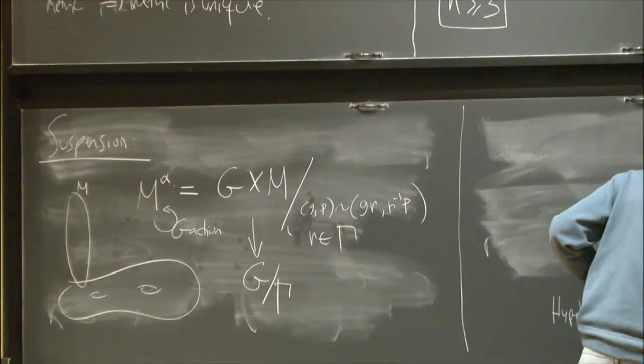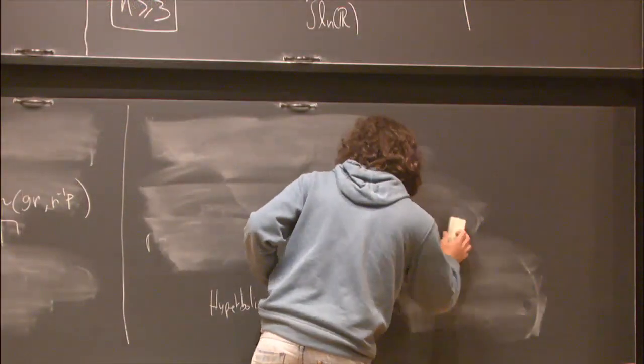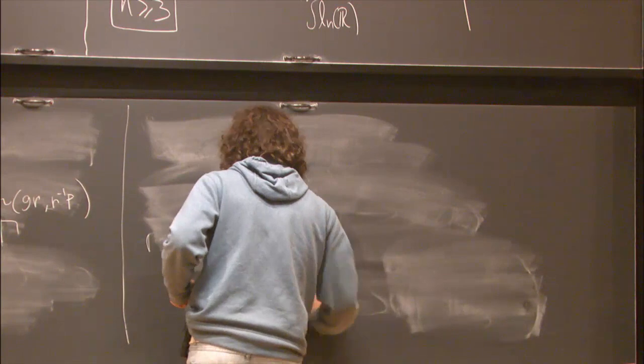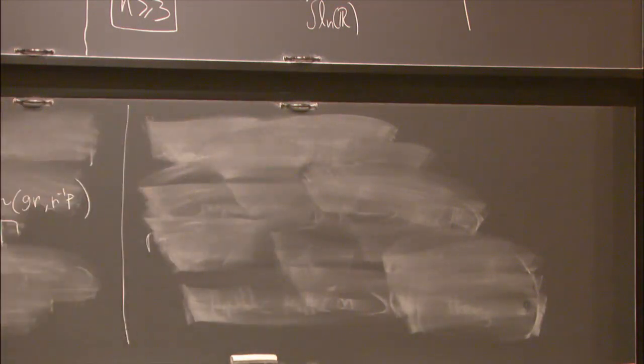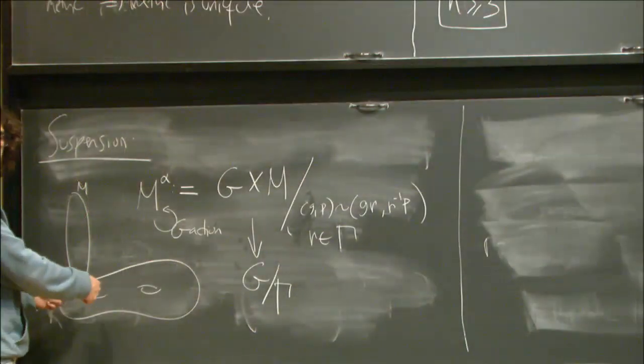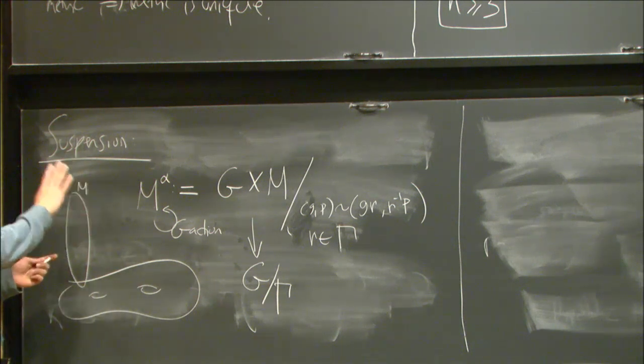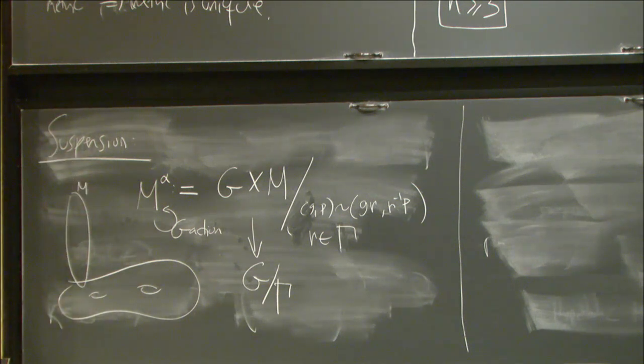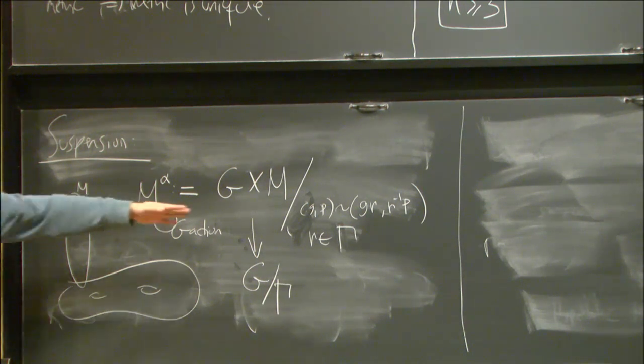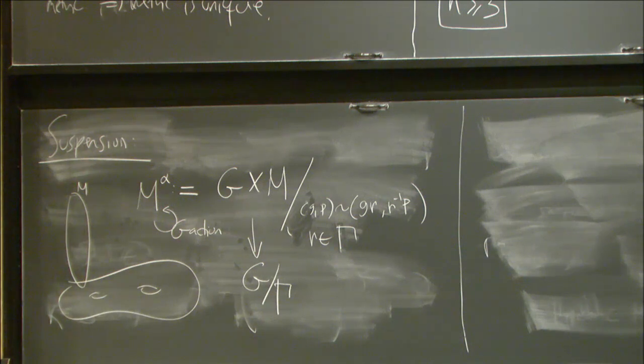And how is the action on the fiber? If I apply an element g, and this element corresponds to some loop in the fundamental group, what it does on the fiber is act by the diffeo given by this element of the fundamental group that is in Gamma.